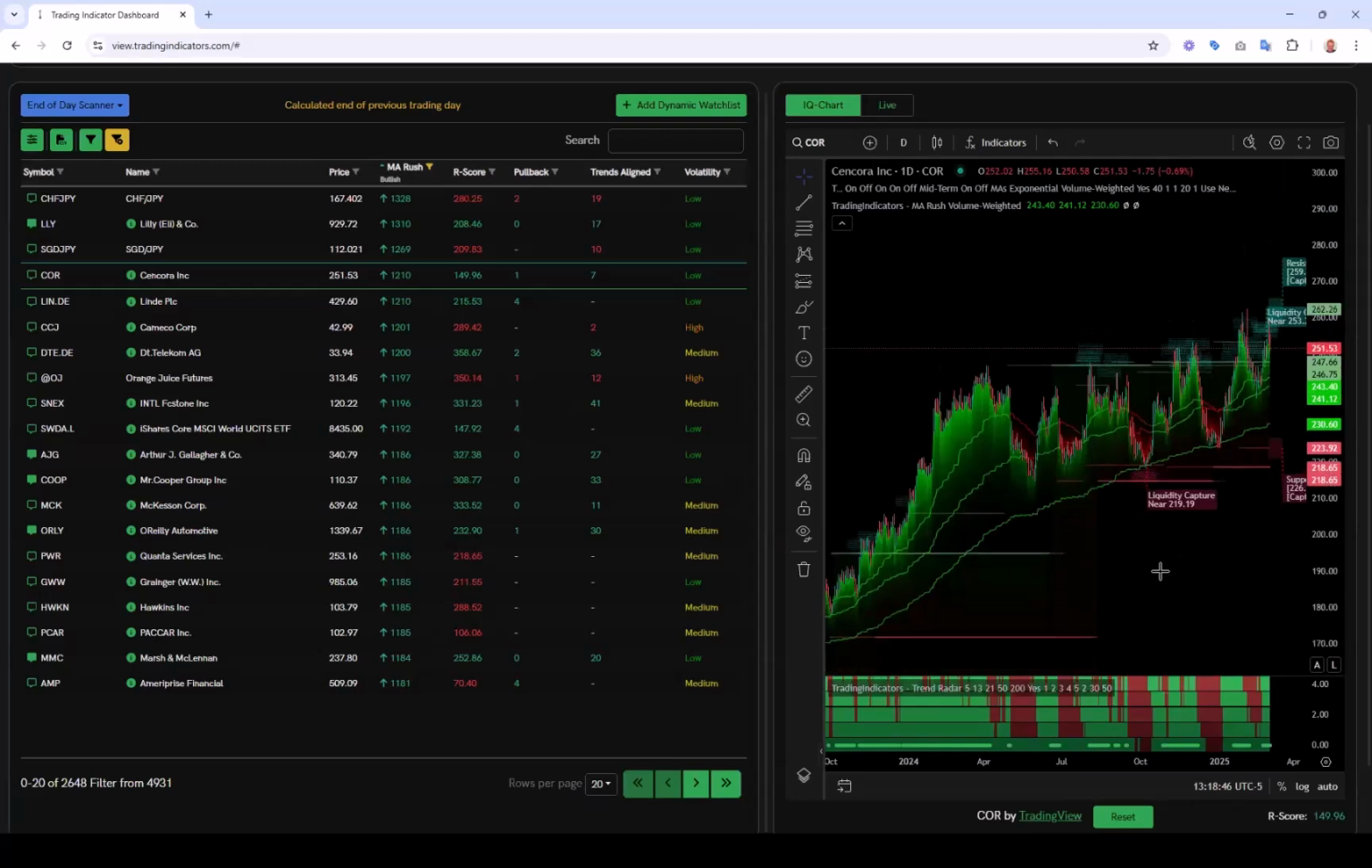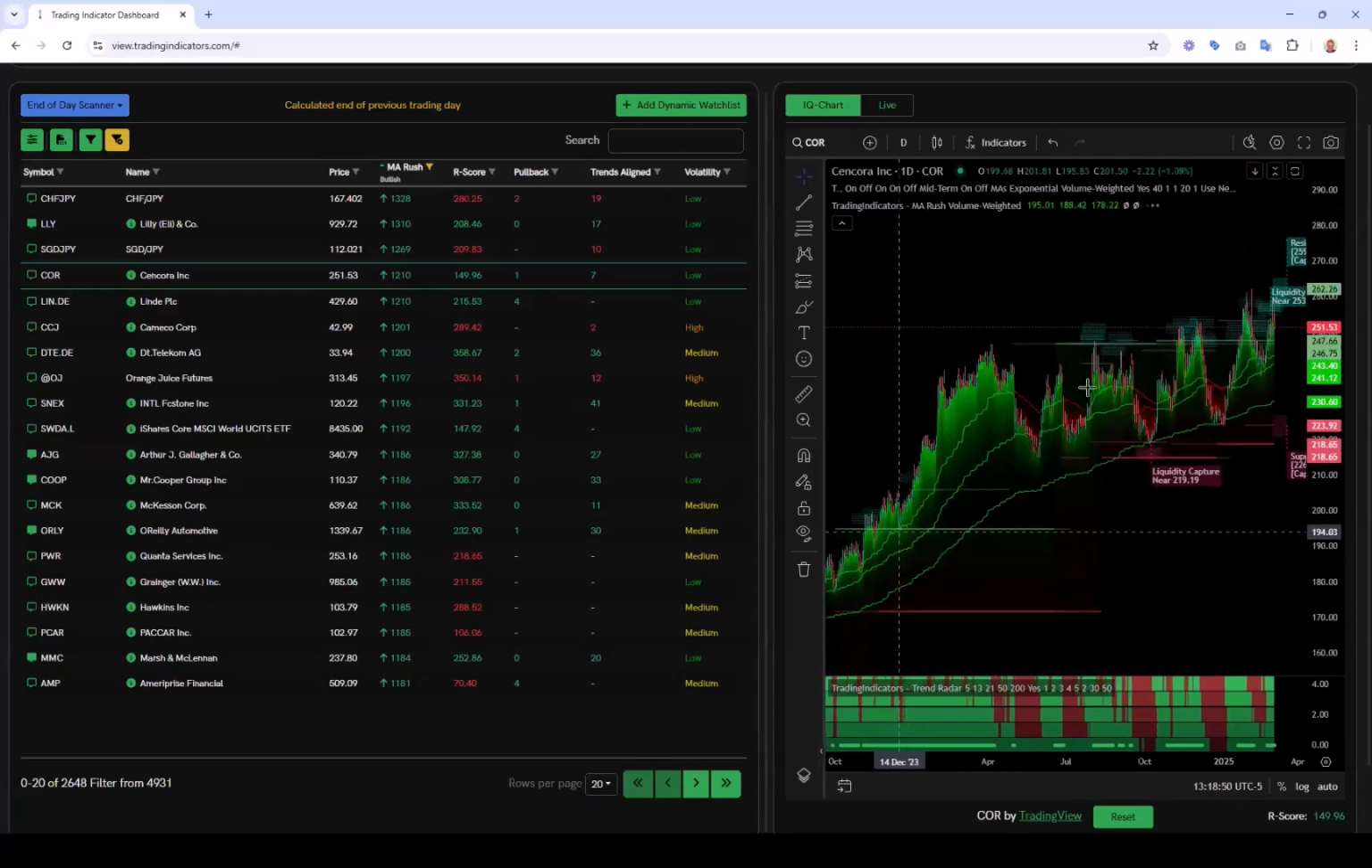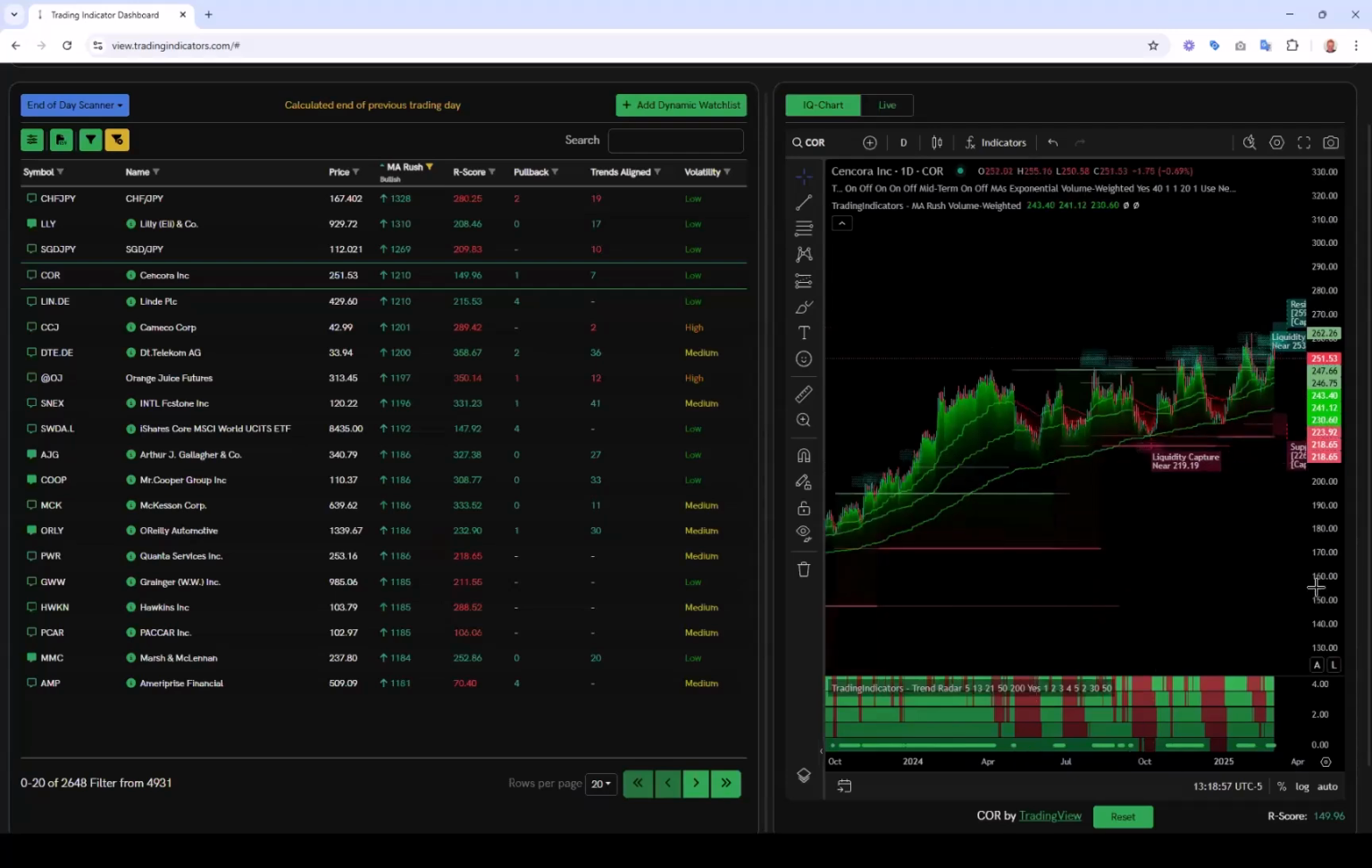All right. Now, okay, this is great. It's a very bullish stock. And maybe I want to enter long into the stock. But when should I enter? Well, what you can do is look at trend radar here. You can see it here.